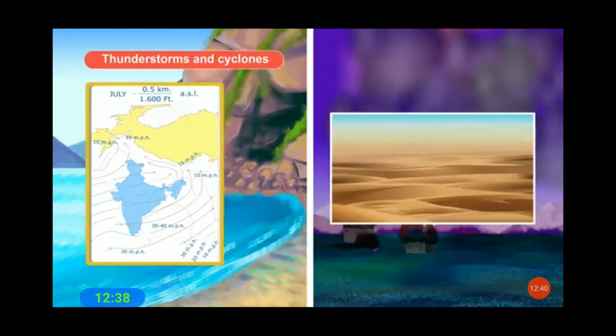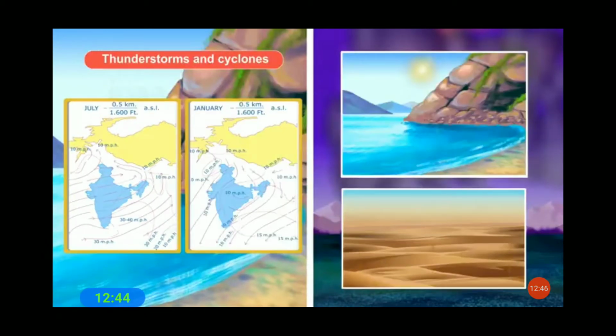Generally, monsoon winds come from the southwest direction. The winds coming from the oceans to the land carry water and bring rain. It is the monsoon winds that carry water and it rains. In winter, the direction of wind flow gets reversed. It flows from the land to the ocean.